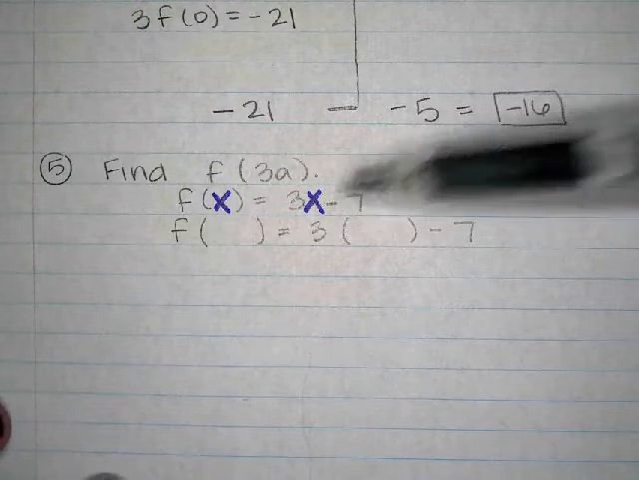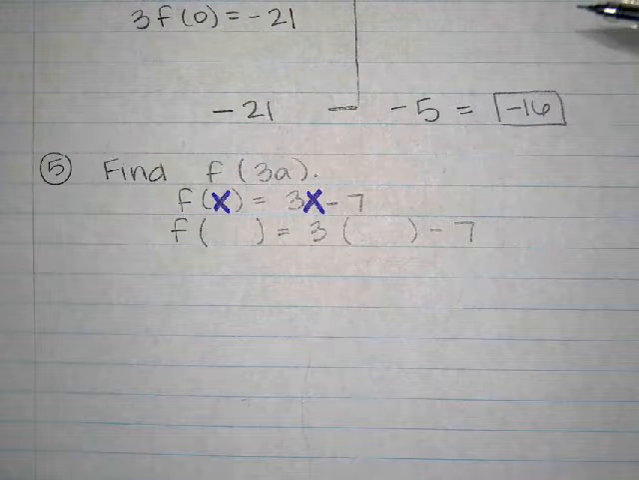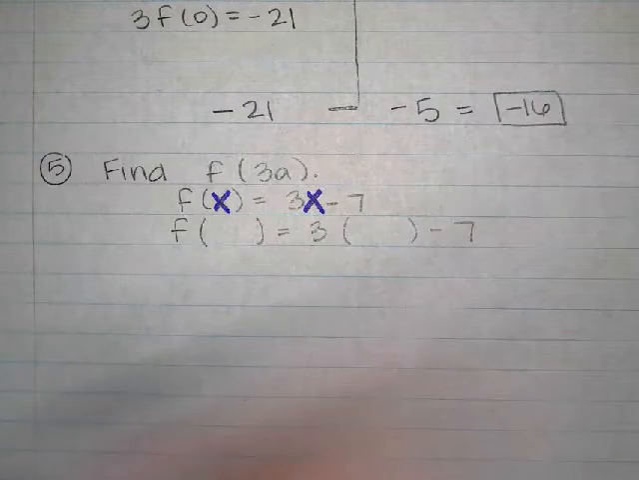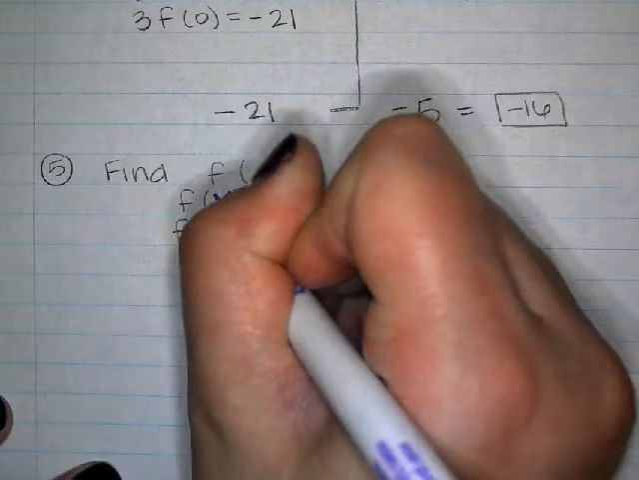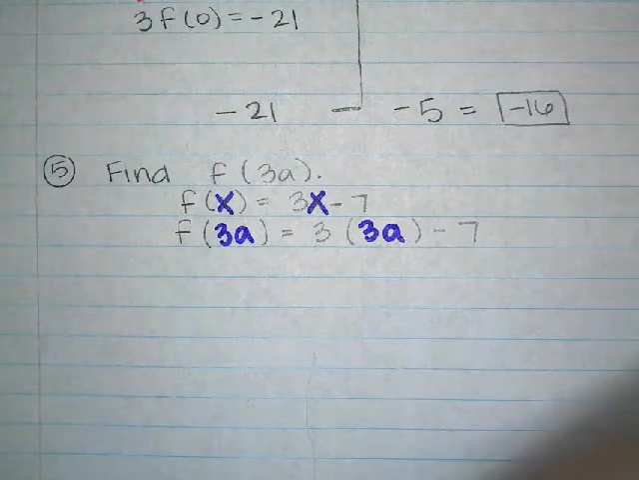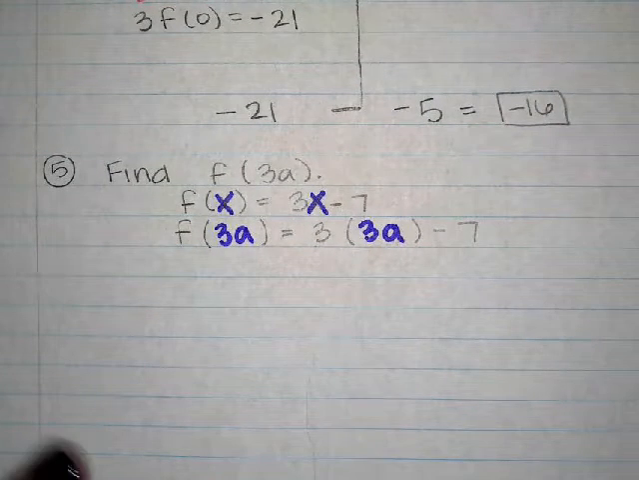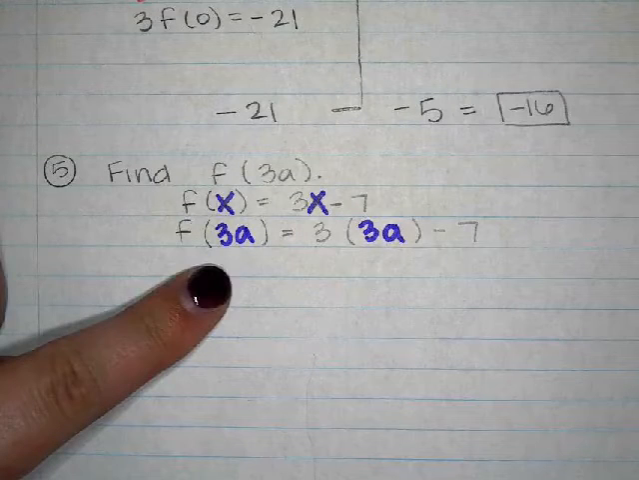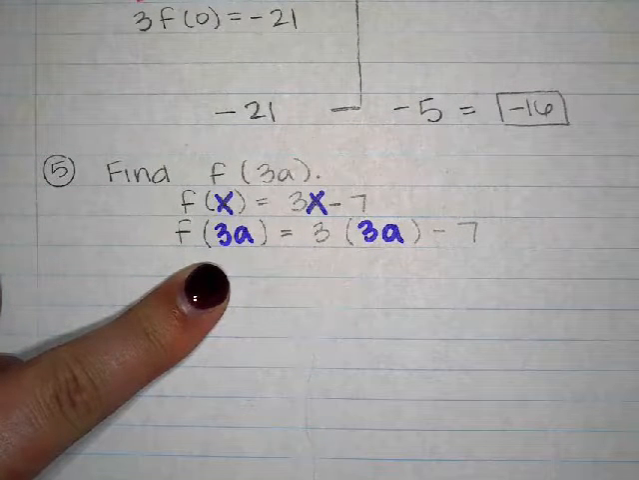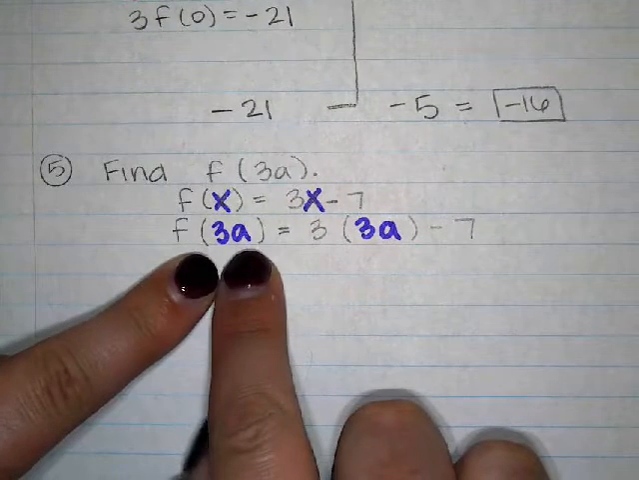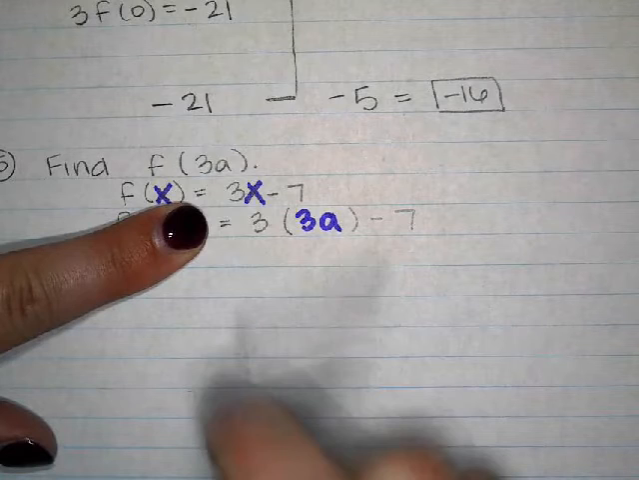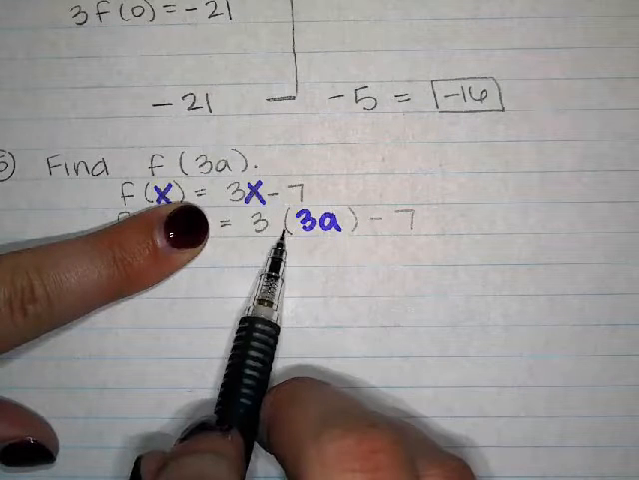So what are we plugging in for the x? 3a. So I'm going to put a 3a right here, and I'm going to put a 3a right here. The f of 3a is not actually really part of the problem, it's just the notation telling us what to do. So once I'm done with this part, I'm going to cover this with my fingers so I don't get confused. And then I'm only really going to mess with this part.